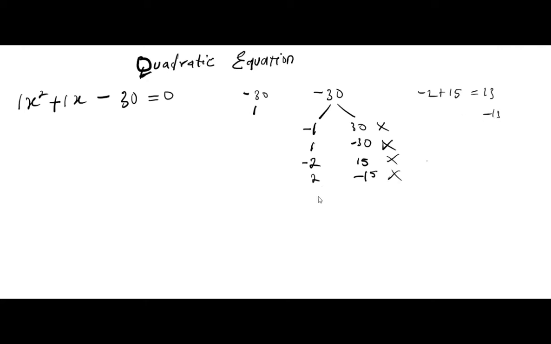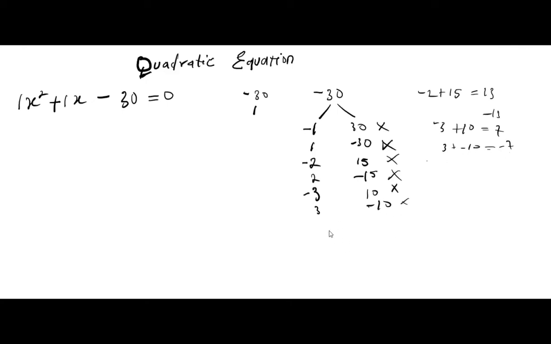So let's consider the other factors. Let's consider 3 and 10. So you have 3 times 10 is 30. So let's attach the negative sign here. Negative 3 times 10, we have negative 30. Then negative 3 plus 10 is 7. So it's not 1. Then let's flip the signs. We have 3 and negative 10. 3 times negative 10 is negative 30. Then 3 plus negative 10 is negative 7. So it's out of the line.